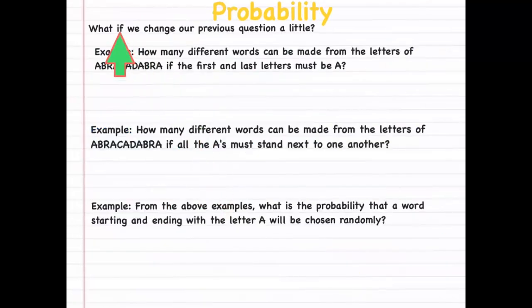Now, what if we change our previous question a little? How many different words can be made from the letters of abracadabra if the first and last letters must be an A? So that first and last one will stay an A. They are fixed. They cannot be moved. They will not be rearranged. So that leaves us with 1, 2, 3, 4, 5, 6, 7, 8, 9 letters that can be rearranged in a row.